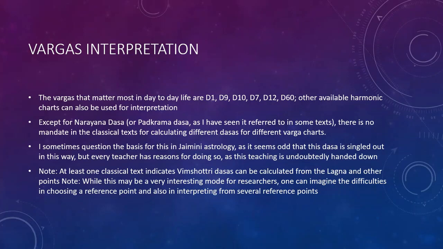Why not Chara dashas? Why not? I think for the nakshatra-based dashas I can understand why, because the nakshatras shift around a lot as you go from harmonic chart to harmonic chart. So they start to get really unreliable if you're using that as a basis to calculate mahadashas. At least one classical text, Sarvartha Chintamani or Jataka Parijata, indicates that Vimshottari dashas can be calculated from the lagna and other points in the chart.